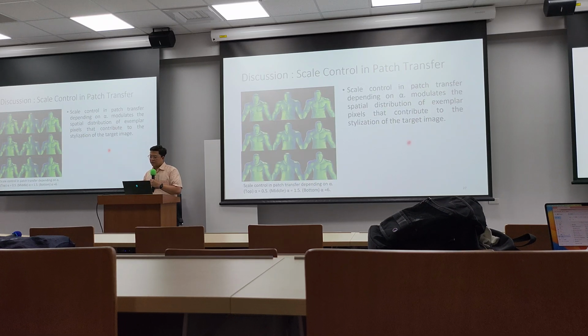So yeah, in this context, the patch scale parameter acts as a critical factor controlling the sampling granularity when sampling from the style exemplar during the transfer process. So it affects the spatial distribution of the exemplar pixels that contribute to the stylization of the target image. So we can see it's more coarse, more fine, and just like the finest one.